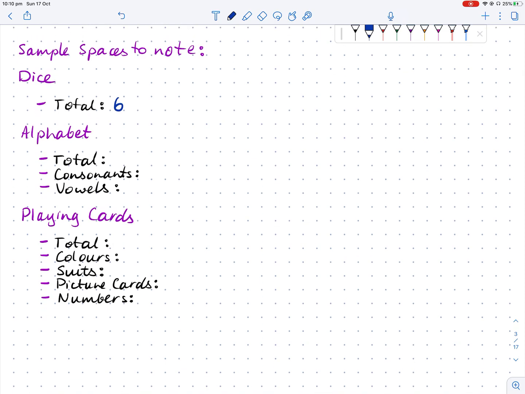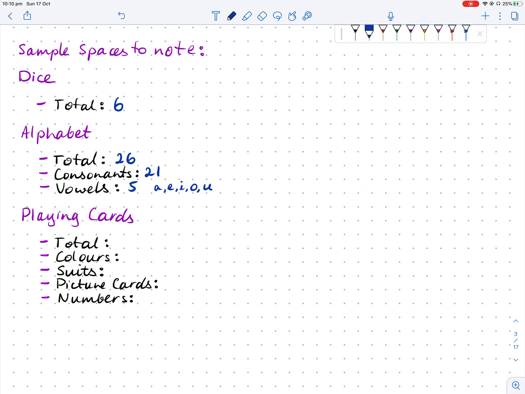It's also important, you know, about the letters of our alphabet. So we've got 26 letters altogether in the alphabet. There's 21 consonants and 5 vowels. So your vowels are A, E, I, O, and U. Okay, so just make sure you remember that.